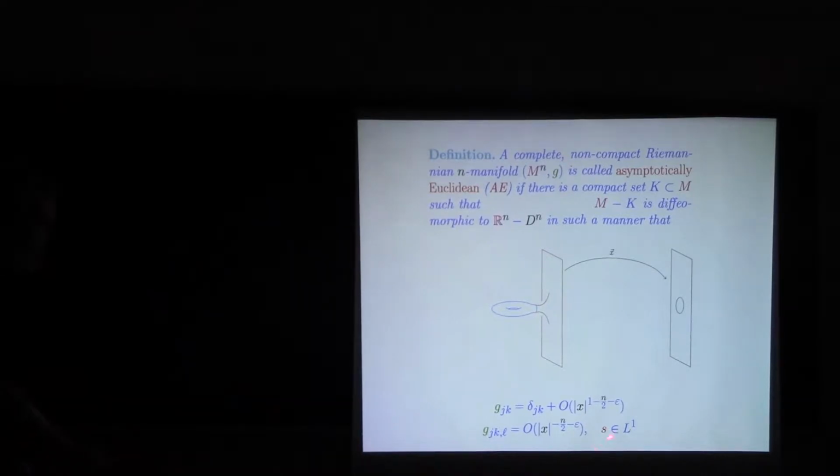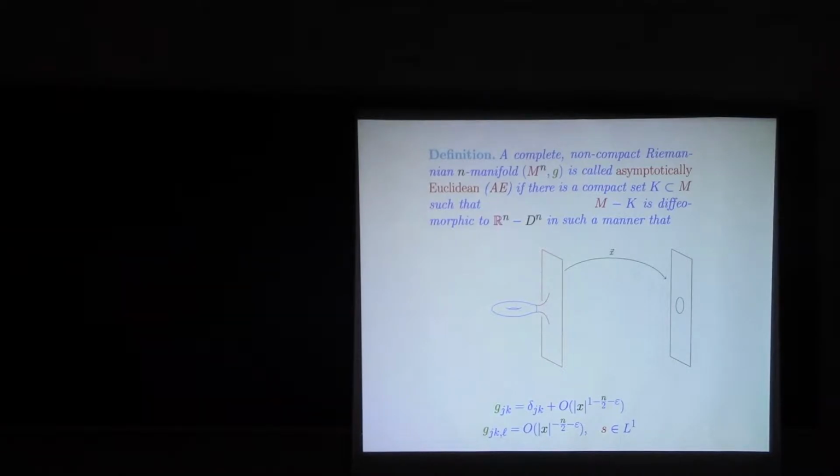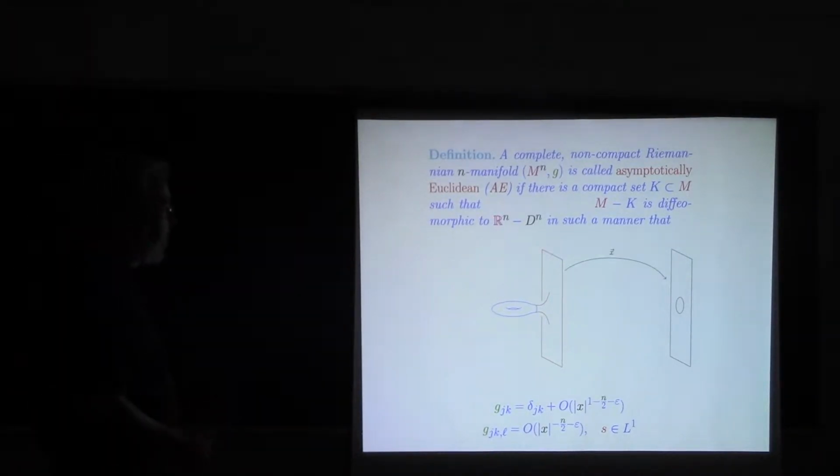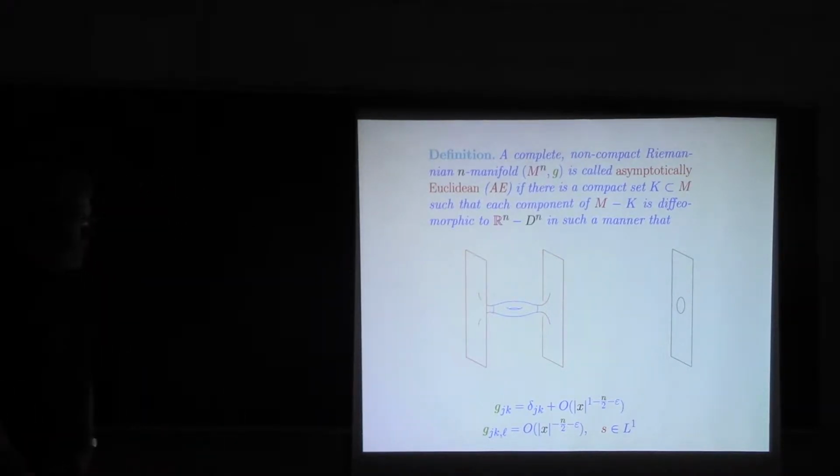So in my notation, R_g is the scalar curvature. All right, so that's this class of manifolds that are called asymptotically Euclidean. Now, actually, one can weaken this condition.